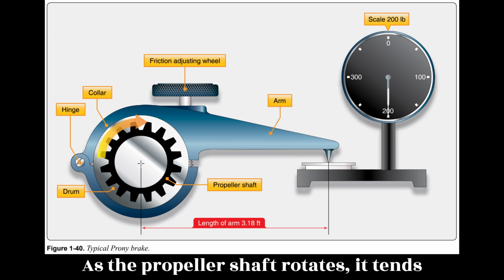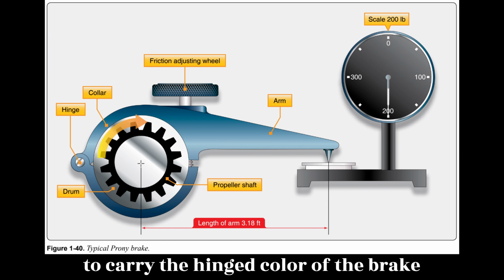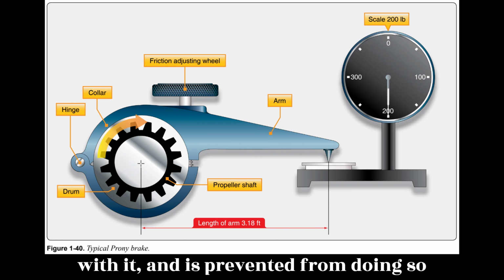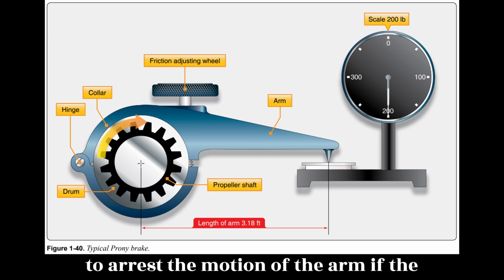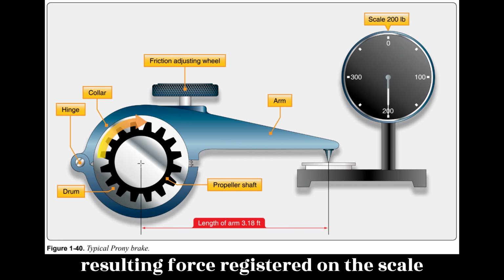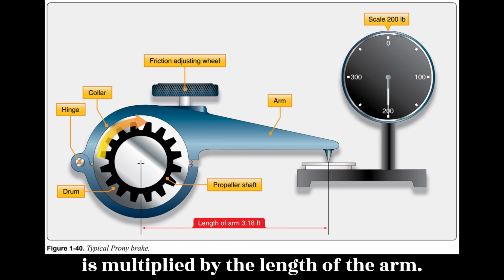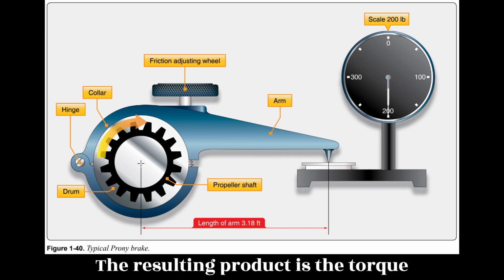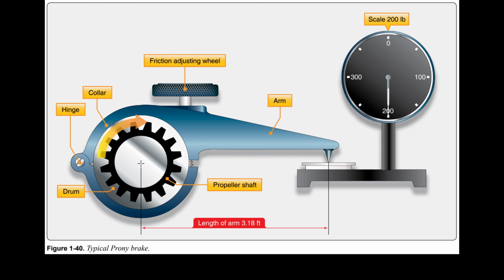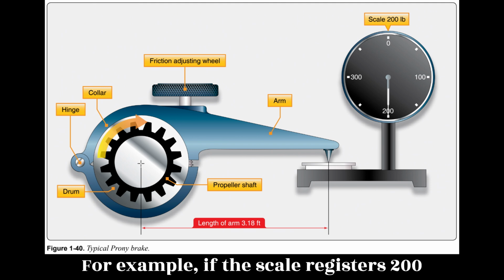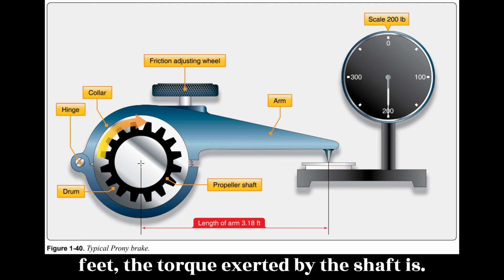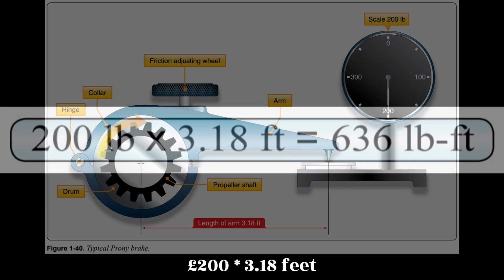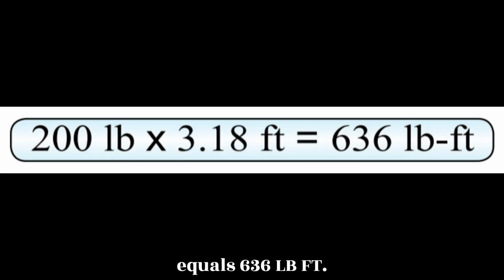As the propeller shaft rotates, it tends to carry the hinged collar of the brake with it and is prevented from doing so only by the arm that rests on the scale. The scale indicates the force necessary to arrest the motion of the arm. If the resulting force registered on the scale is multiplied by the length of the arm, the resulting product is the torque exerted by the rotating shaft. For example, if the scale registers 200 pounds and the length of the arm is 3.18 feet, the torque exerted by the shaft is 200 pounds times 3.18 feet equals 636 lb-ft.